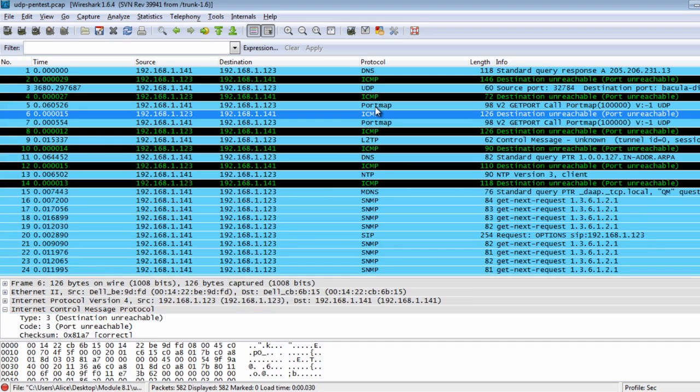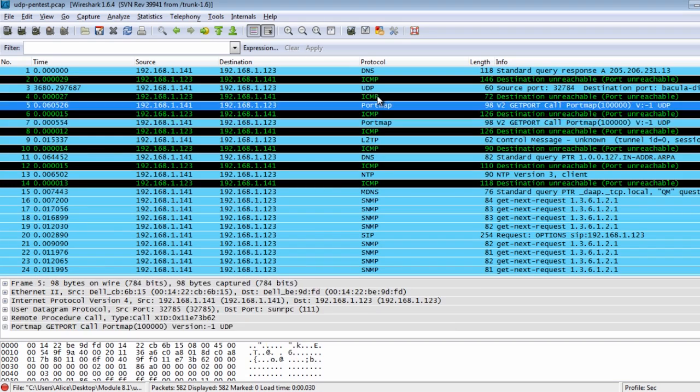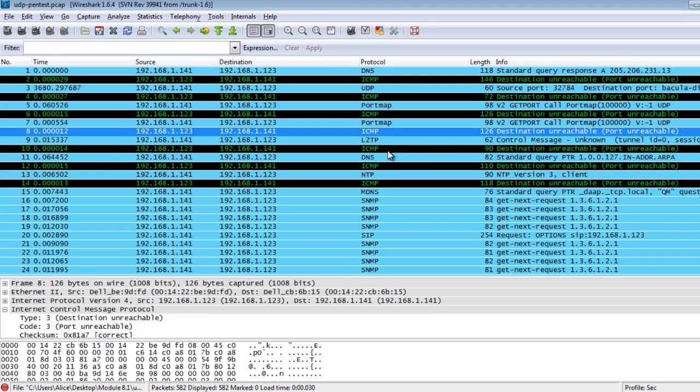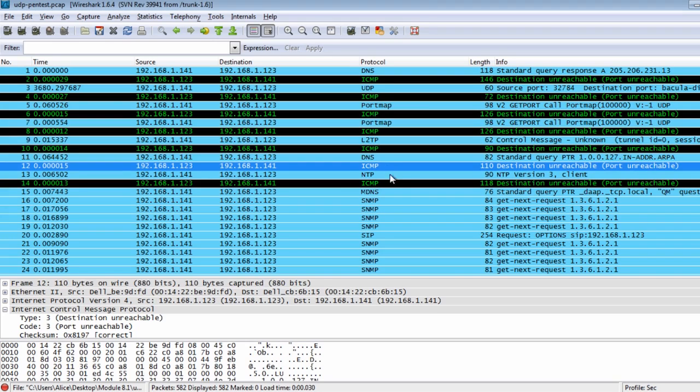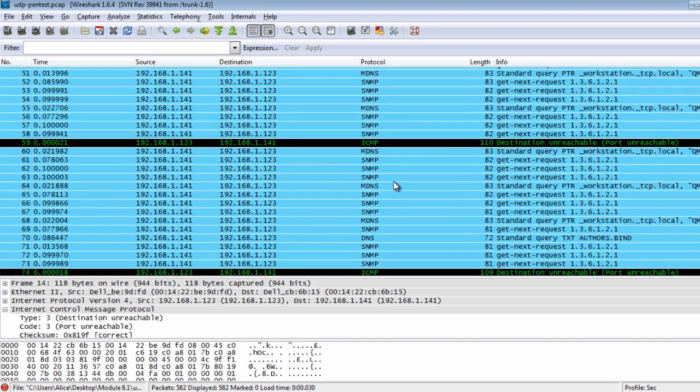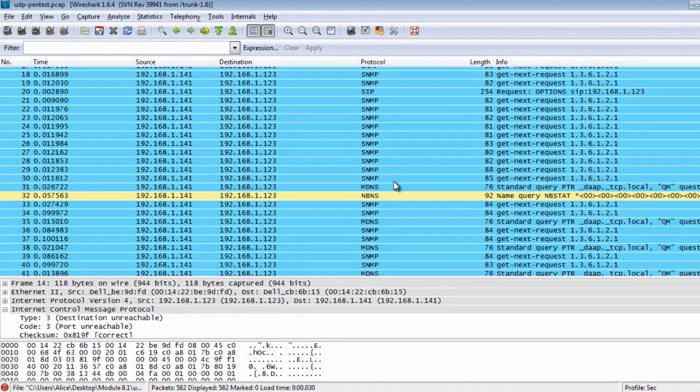In the UDP scan, no response means that you have come across an open port. At the same time, we expect the error message if a packet reached a closed port. How such a scan proceeds is shown in the picture below.